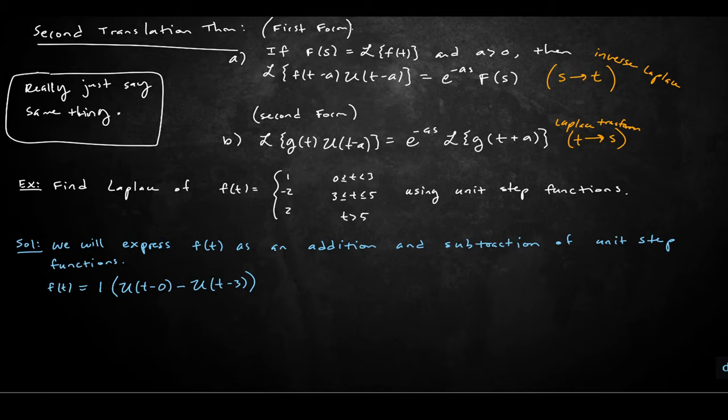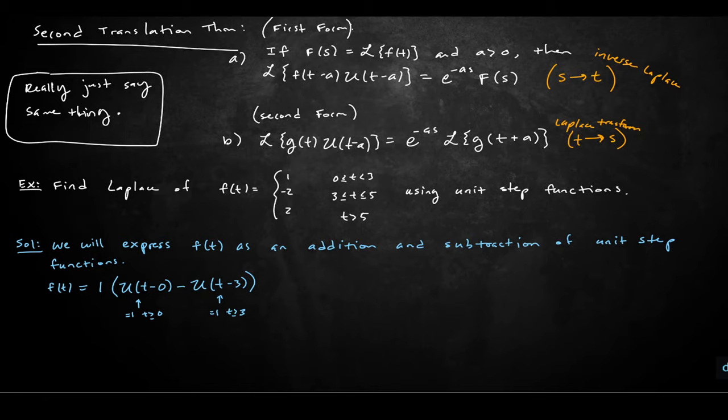So how can I say that? Well, at t equals 0, this is going to become 1. So the first part equals 1 for t greater than 0. The second part equals 1 for t greater than 3. Greater or equal to 3. Greater or equal to 0. So when they both turn on to 1, then it turns to 0 because I'm subtracting them.